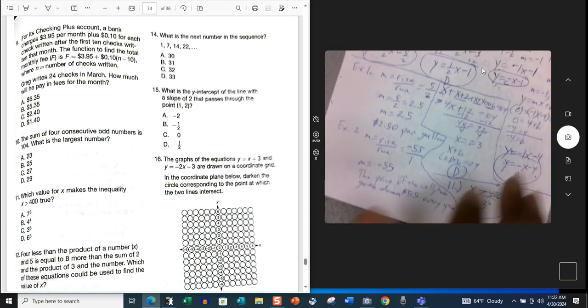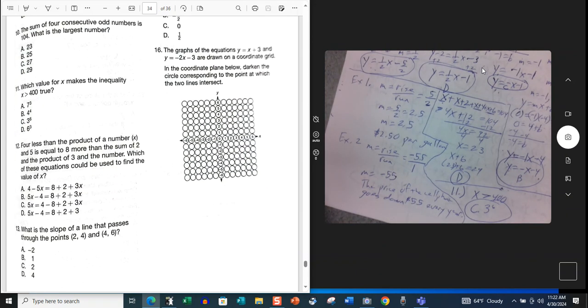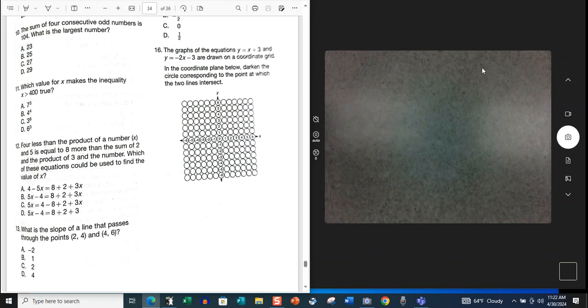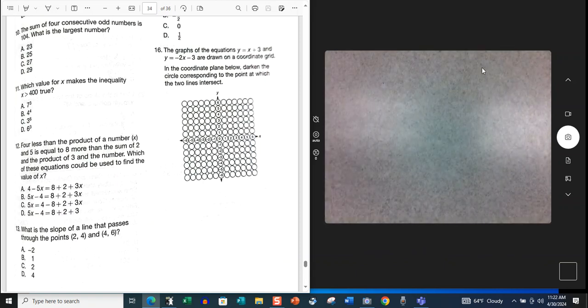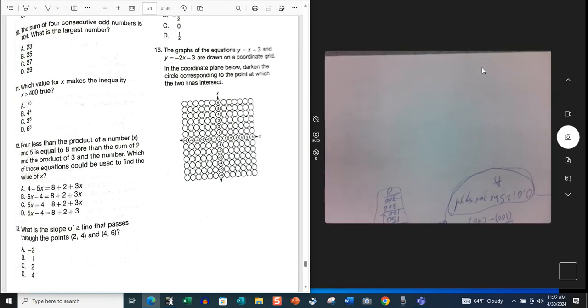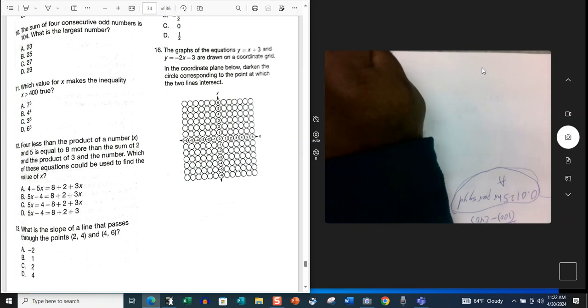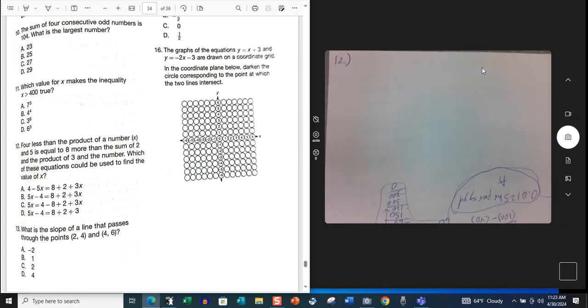Okay, now we go here to problem number 12. Problem number 12 starts off. It says 4 less than the product of a number x and 5 is equal to 8 more than the sum of 2 and the product of 3 and the number. Which of these equations could be used to find the value of x? Okay, now for problem number 12, I don't think it's too bad, but they want us to write which of these equations would be true.